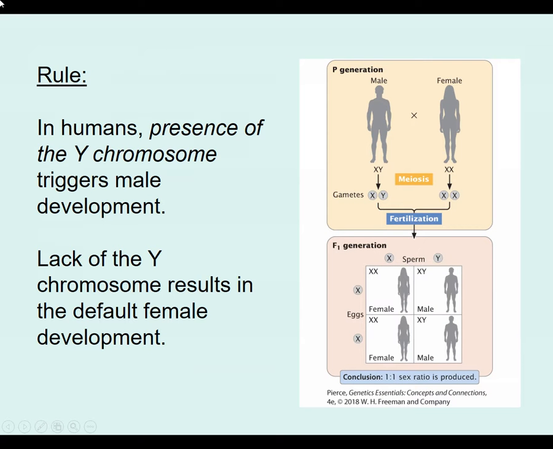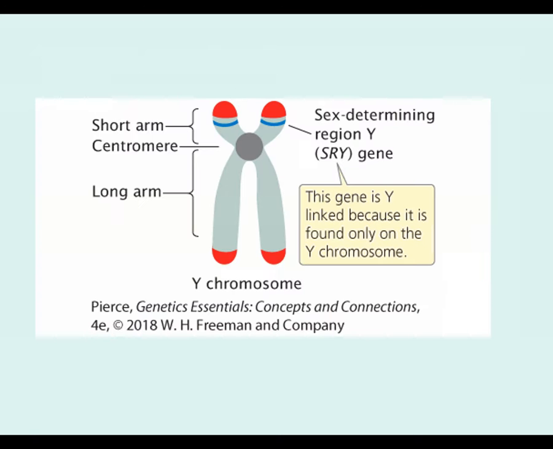So in humans, and like I said, what's true in humans is true of mammals, but not of the broader group of organisms, just mammals. In humans, the presence of the Y chromosome is the trigger for male development. So you can think of the Y chromosome as being the trigger. If you don't have a Y chromosome, the default path is female development. So you need to memorize that rule.